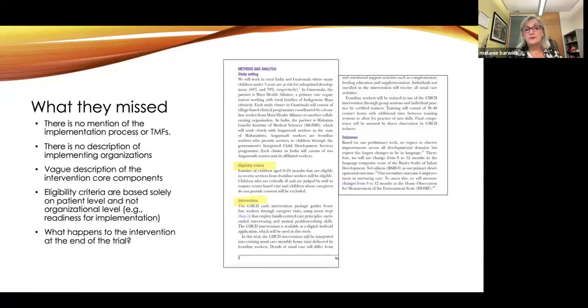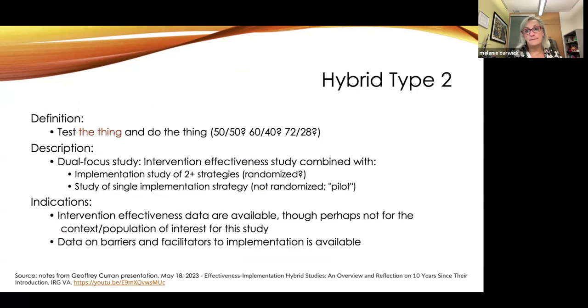There's no mention of implementation process, other than what's behind some of the measures that they're using. There's no description of the implementing organizations or the study sites. That's important because it's important context. As I mentioned, their eligibility criteria are missing, and they've not stated whether the intention of everybody engaged here is that the intervention will continue to be delivered when the study's over, or whether it's we're in, we do the work, we're out, and the organizations are no further ahead.